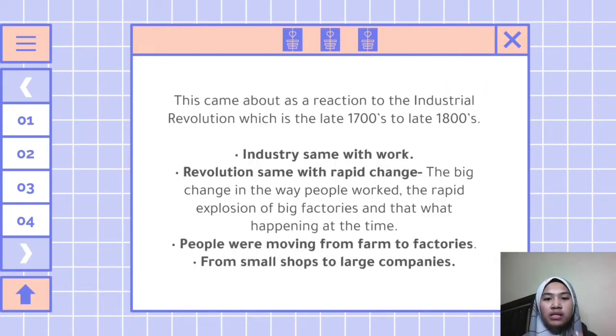This came about as a reaction to the Industrial Revolution, which is the late 1700s to the late 1800s. Industry means work. Revolution means the rapid, big change in the way people work, the rapid explosion of bigger factories, and that is what was happening at the time. People were moving from farms to factories, from small shops to larger companies.